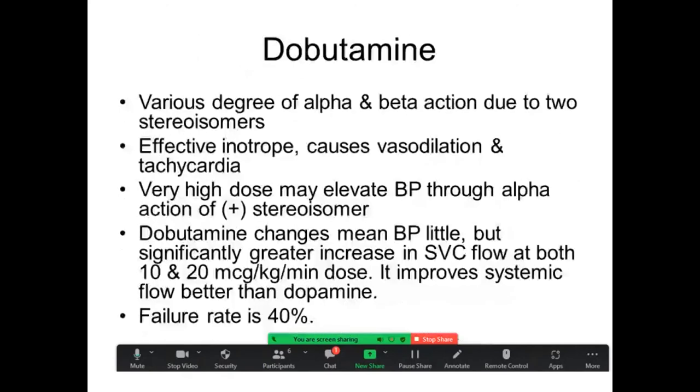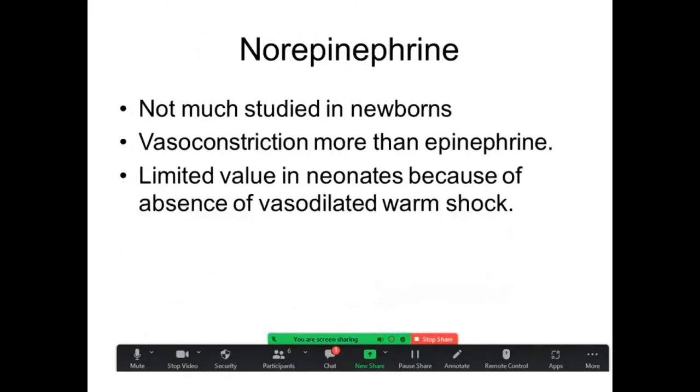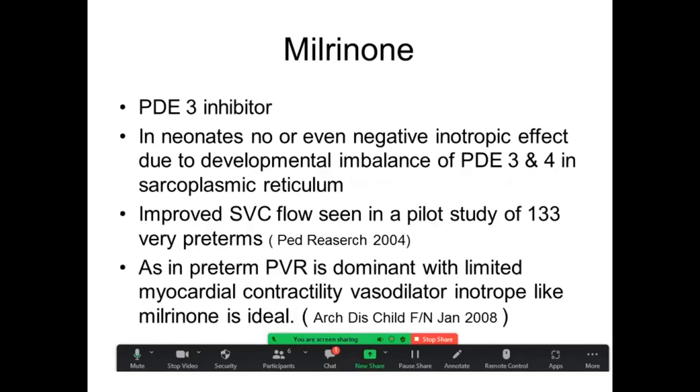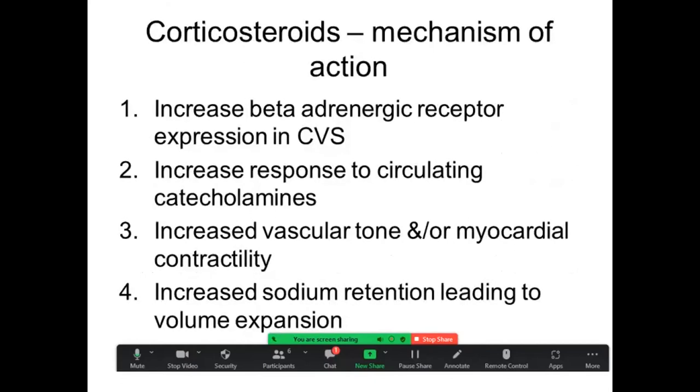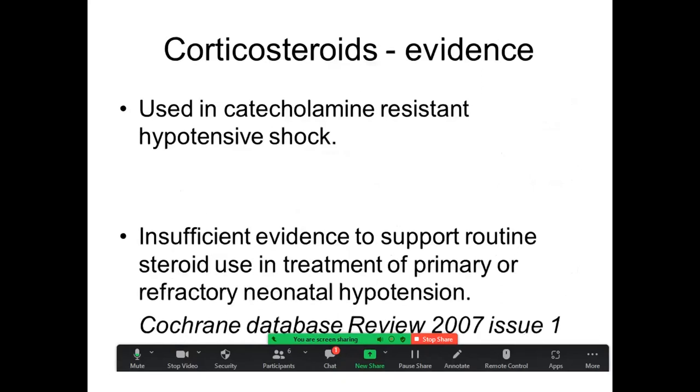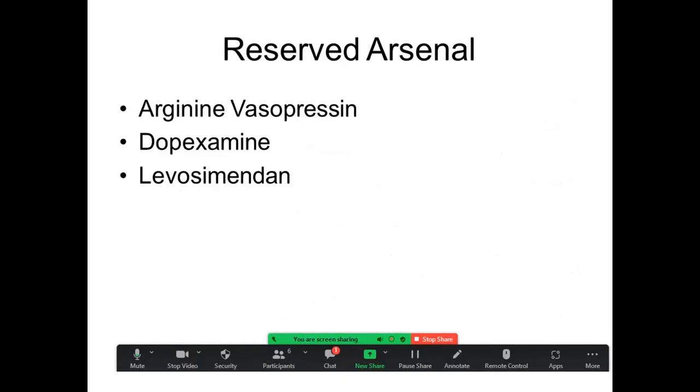Catecholamines: we have dopamine, dobutamine, epinephrine, norepinephrine. Non-catecholamine agents: we have milrinone, which is used mostly in septic shock or when we have certain conditions like necrotizing enterocolitis. Methylene blue is rarely used. Steroids are used when we have a catecholamine resistant shock or adrenal insufficiency because of prematurity or other reasons. We have a reserved arsenal, which has remained reserved for the last 10 years: arginine vasopressin, very toxic; dopexamine, usually not used; and levosimendan, sometimes used, but quite rare.